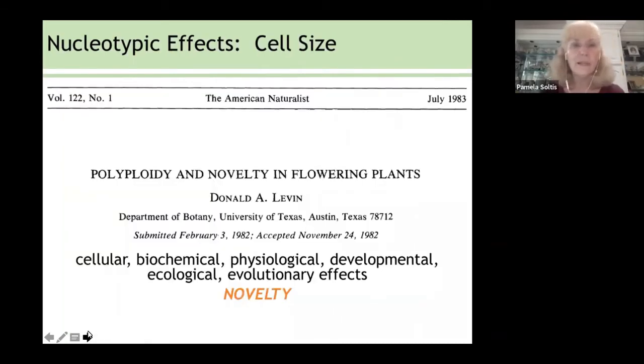Now, in 1983, Don Levin published what I consider to be one of the most influential papers in the history of polyploidy research. It is entitled Polyploidy and Novelty in Flowering Plants. In this paper, Levin considered all of the downstream consequences that a change in cell size due to a duplicated genome might have. These so-called nucleotypic effects have effects at the cellular level, the biochemical level, physiological, developmental, ecological, and ultimately evolutionary scales. And so the result of all of this is that polyploidy can generate immense novelty, essentially immediately following the production of a polyploid lineage or species.